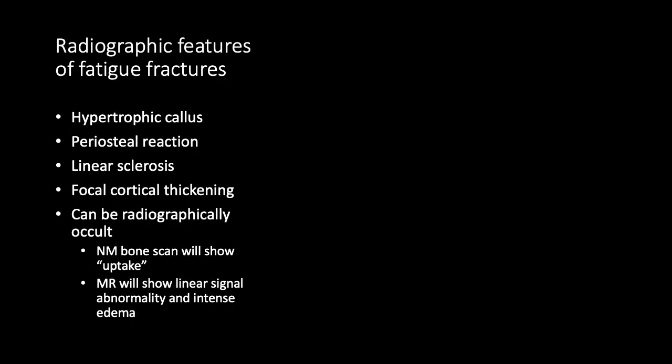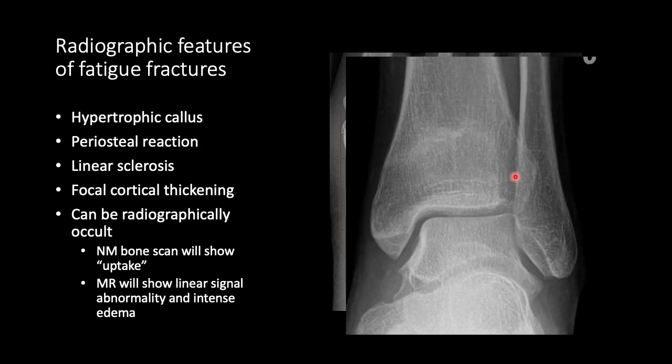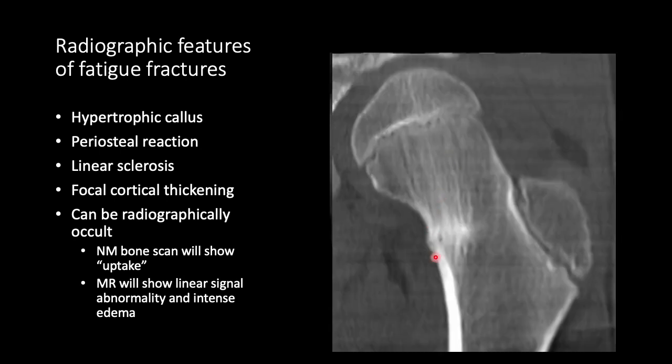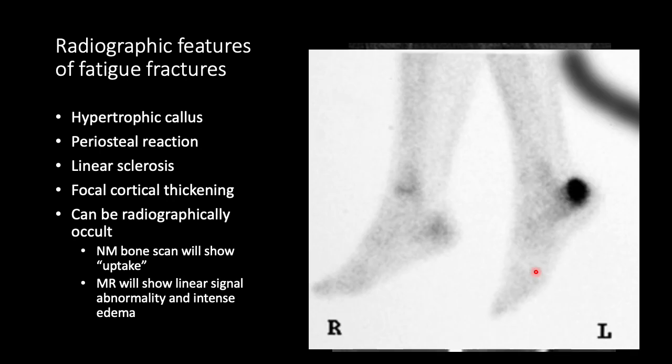Radiographic features of fatigue fractures include hypertrophic callus or periosteal reaction, linear sclerosis, focal cortical thickening, or these can be radiographically occult, but on MR there will be signal abnormality and intense edema, or on bone scan, there will be increased uptake.